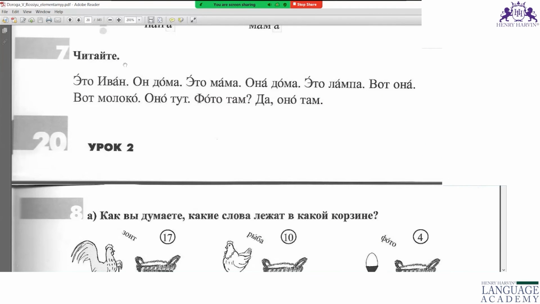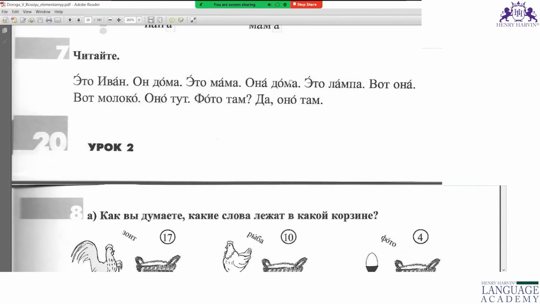Number 7. Please read. So I think it is easy, but here in this text, I want you to pay attention to how we say he, she, and it about all the things around us. For example, about Ivan, of course, we say he. He is at home, он дома. Это мама, она дома, she is at home.